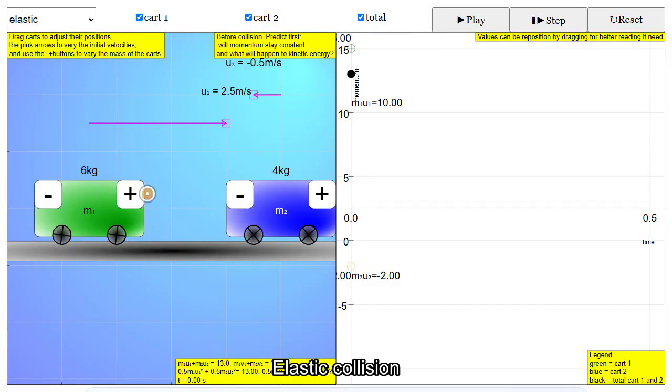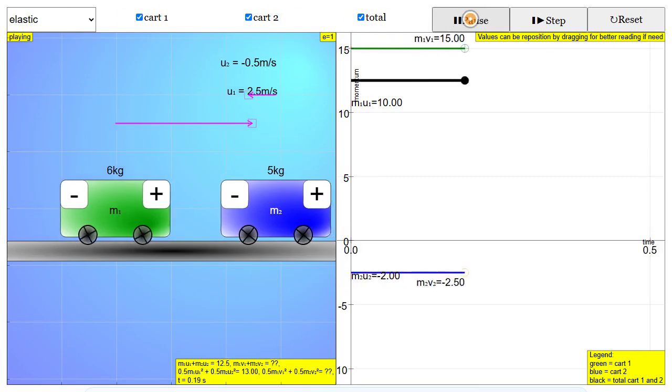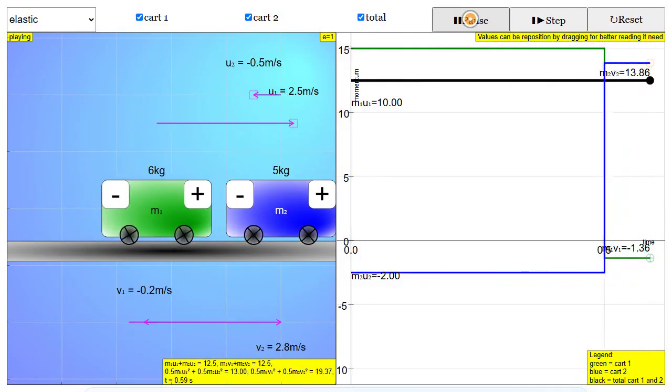Here is the elastic case. Watch the blue and green carts during impact, then check the graph. The total momentum line stays constant, and in an elastic collision, the kinetic energy is conserved as well, even though each cart changes its own momentum.